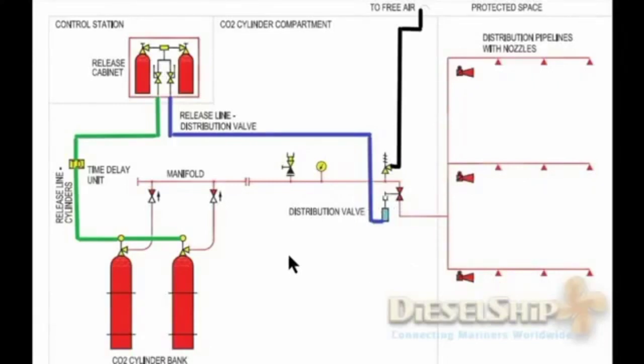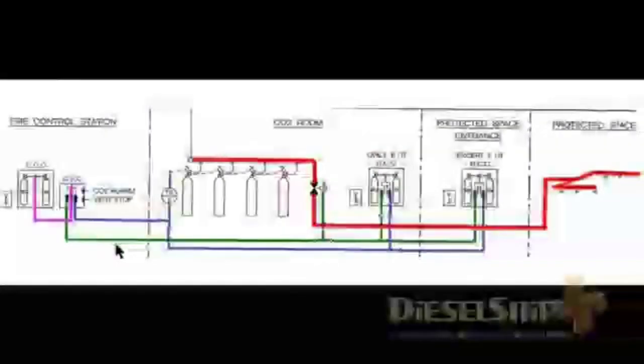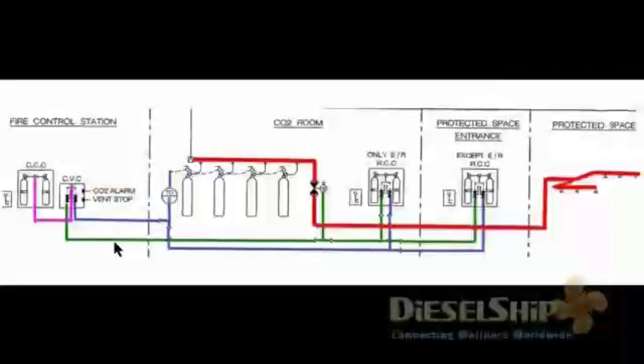Now let's concentrate on the actual system present on board a ship. This is one such actual system which I had on board a ship. As I said, we would consider the protected space, or the space to be protected, as the engine room, which is isolated. At the protected space entrance we have the valve control station. In my last ship I had one, so we can release the CO2 just outside the engine room.